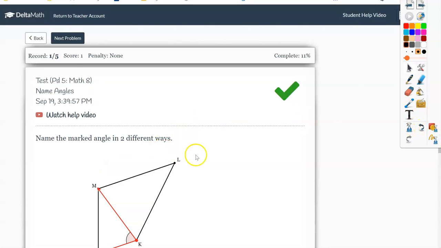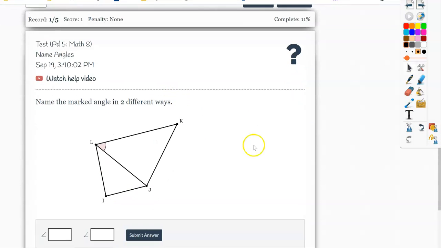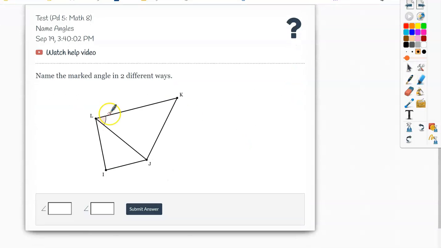Here we go. Let's do that one more time. Again, mark your angle. This is a cute little angle here with L in the middle. That's the vertex. And then the 2 rays that go off the side here, or the 2 segments. So that's J and K. So I go from JLK, or I can go KLJ. So I can go forwards and backwards. I'm going to type that in here: JLK, and then backwards, KLJ.